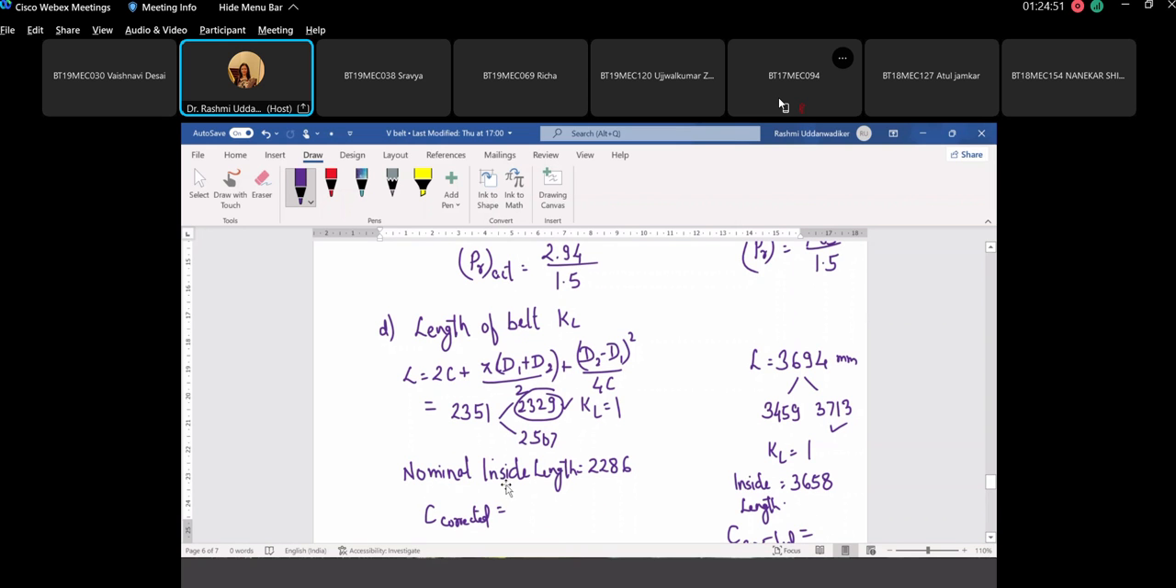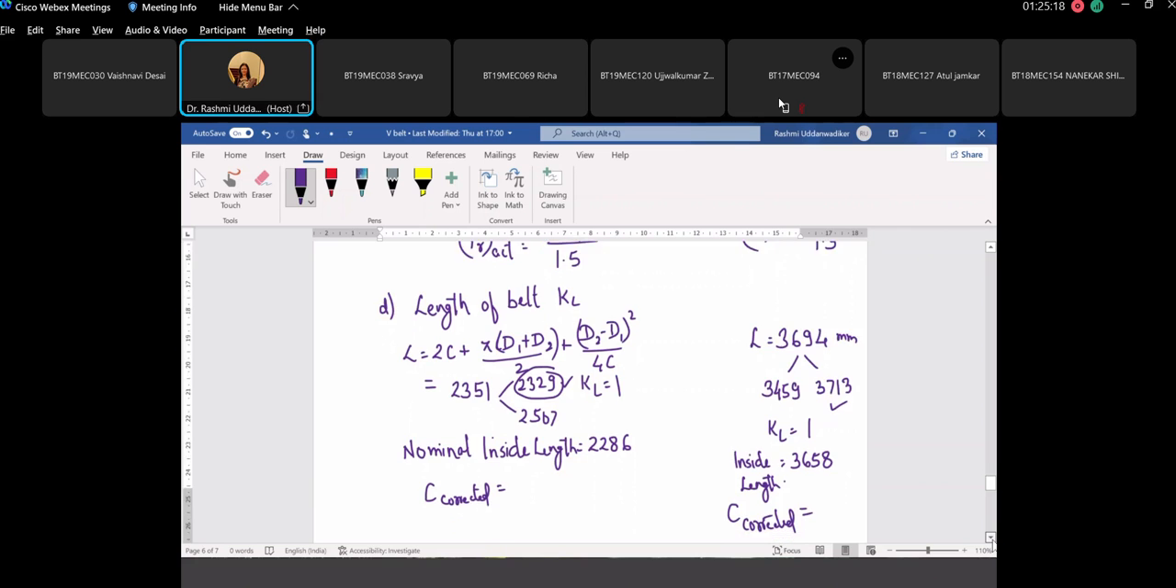And this is a nominal inside length. The inside length is the minimum length of the belt taken on the inner corner or on the inner side. So this is 2286 and this is 3658. Here we have to do one more step because the length of the belt is changed. Center distance should also be corrected. So this calculation you have to do by substituting this value as L. D1, D2 remain the same. Get the value of the new center distance C.